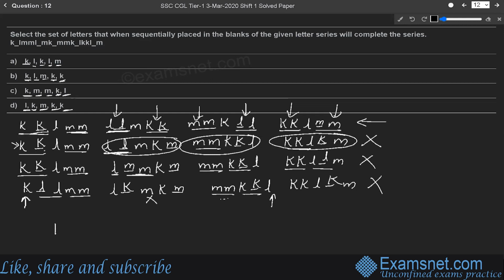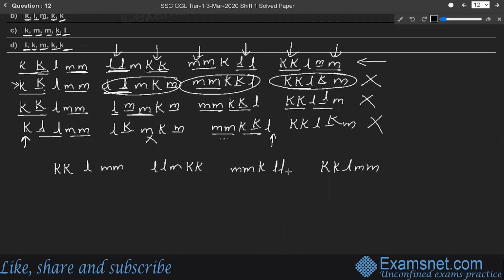Okay. Let us write it again. K K L M M L L M K K M M K L L and K K L M M. Okay. So this is the series when we put option first. Again, notice carefully, leaving the middle letter in all of these parts. First is a pair of K, then a pair of M, a pair of L, a pair of K, a pair of M, a pair of L, a pair of K and a pair of M. Okay. So all these parts follow the same series. Okay. They are of the same type. That is why this is the correct answer for this question.